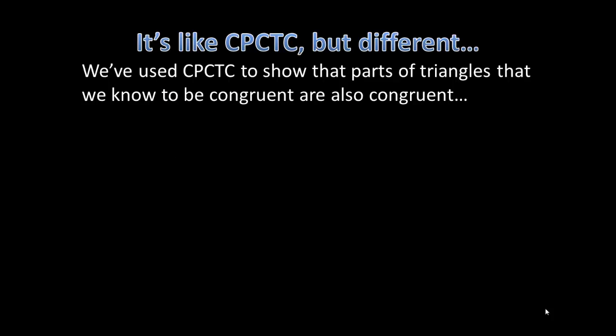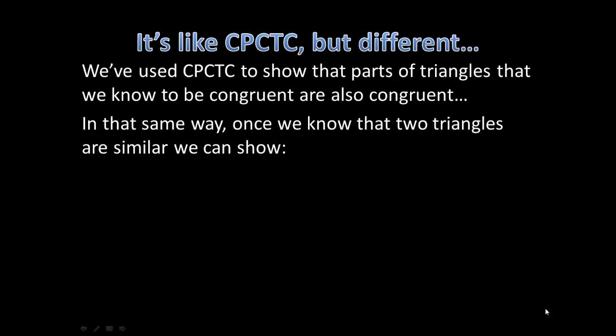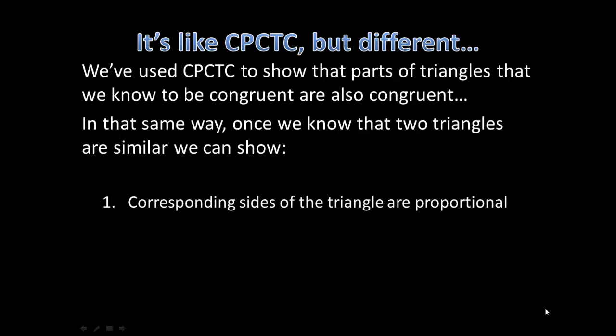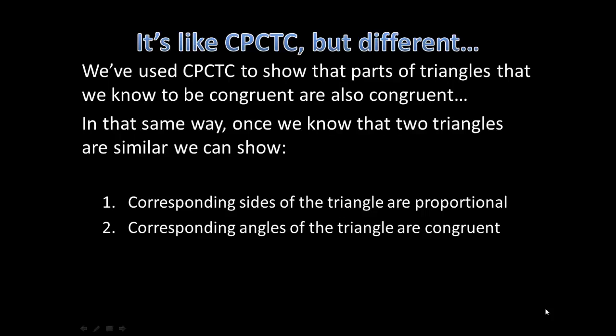All right, so it's like CPCTC, but it's different. With CPCTC, you would show that triangles were first congruent, and then we would use that to show that certain parts of triangles that we didn't know before were also congruent. So with similarity, once we know that two triangles are similar, we can show that the corresponding sides of the triangles are proportional, not congruent, but proportional, and we can also show that the corresponding angles of the triangle are congruent. So remember, sides, proportional, angles, congruent.